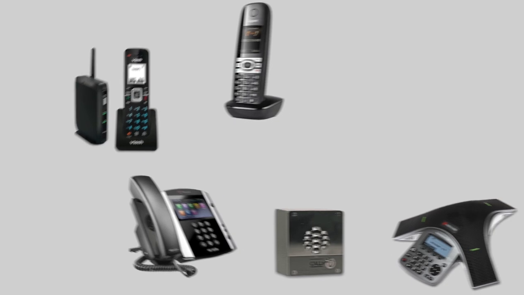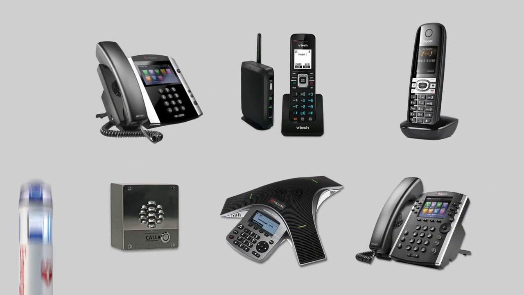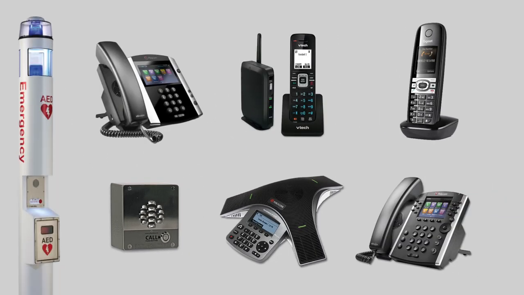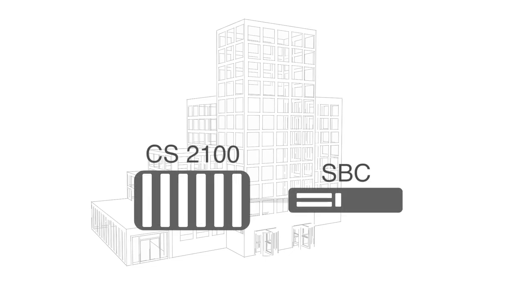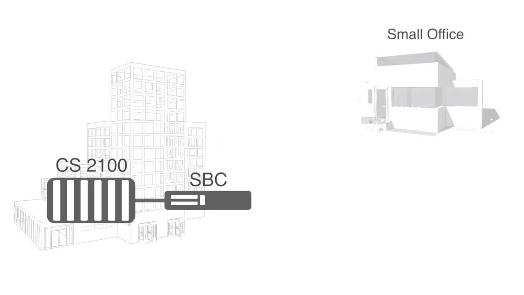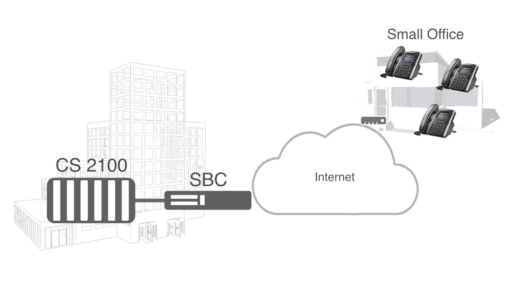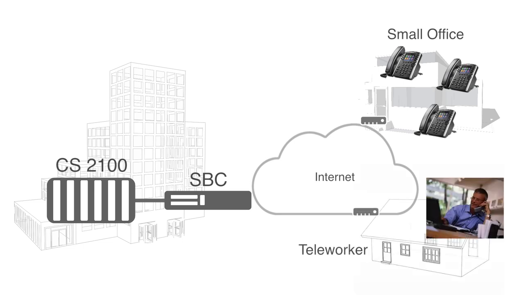And it is also possible to add new endpoints, such as the latest Polycom SIP phones, cordless SIP phones, or even SIP call stations, call boxes, or door phones. And the endpoints don't need to be on campus. You can now add remote locations or teleworkers to your network easily and affordably, simply with broadband access.